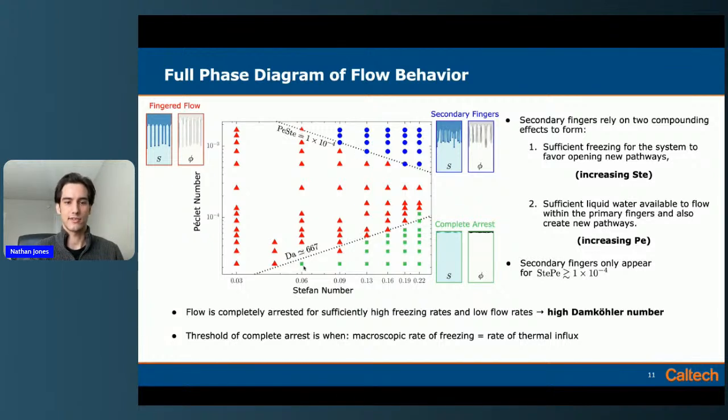So here we can see these 3 regimes of behavior. Either you don't have any flow, and any flow that does occur will be completely frozen and form this impermeable layer. Or there's this region where you see fingered flow that keeps propagating, as you would expect in the classical experiments. And then this high Peclet times Stefan regime, in which you do see fingered flow, but also the formation of these secondary fingers.